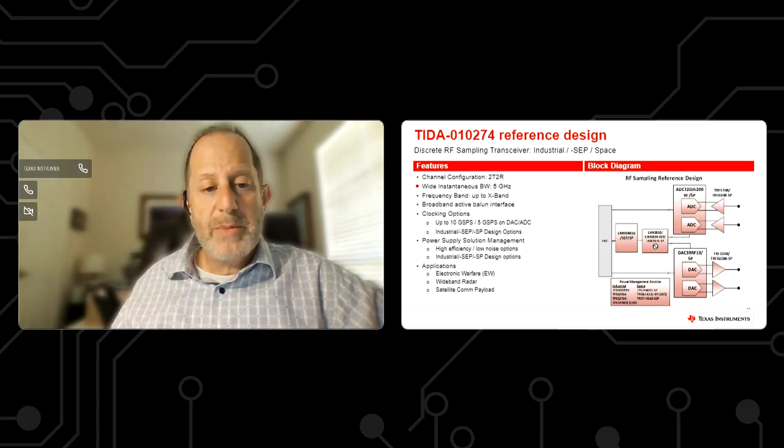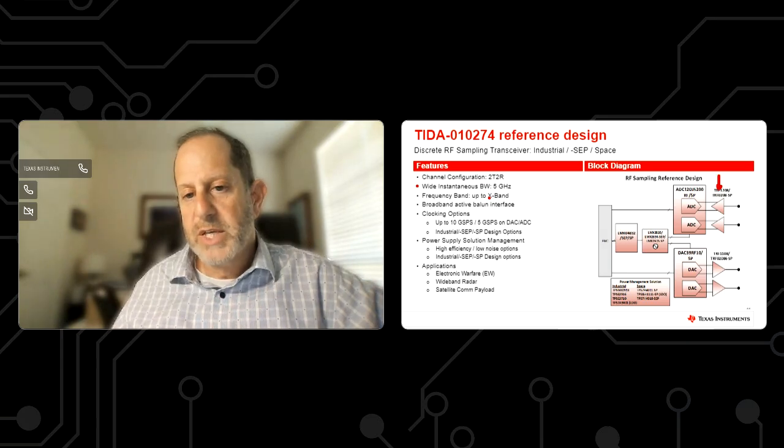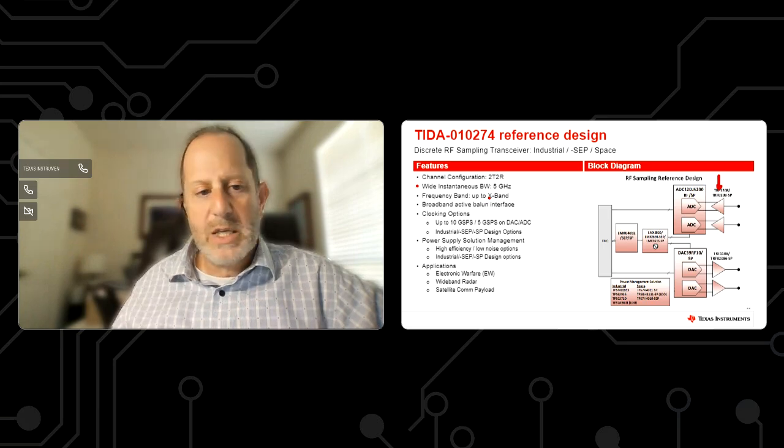Analog bandwidth will go up to X-band frequencies. And we've incorporated basically everything to be a complete solution on this reference design. So we have RF active balun for handling the single-ended to differential interface to the ADC, and the differential to single-ended interface for the DAC for transmission. We've got clocking solutions on board that will support the clocking of each of those respective DACs and ADCs.